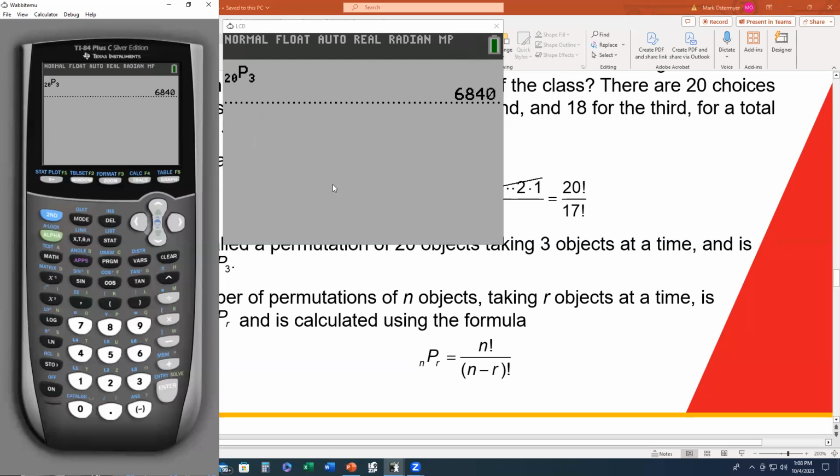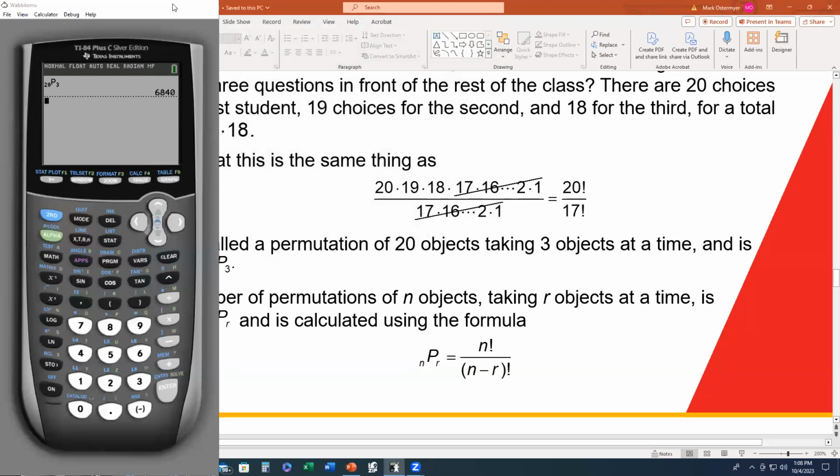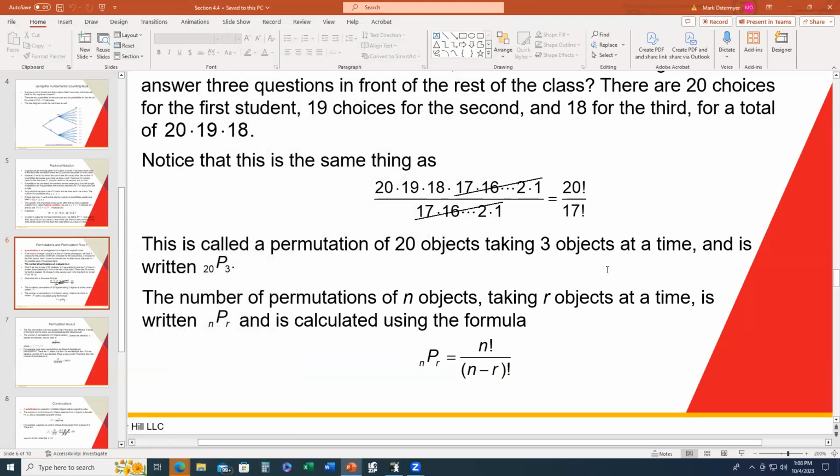So in other words, you could select Johnny, Sue, and Jill, or you could select Jill, Sue, and Johnny, or you could select Sue, Johnny, and Jill. Those are all different selections because the order is different in each case. There's 6,840 different ways of selecting 3 different students from 20 students in a particular order. That's called a permutation.